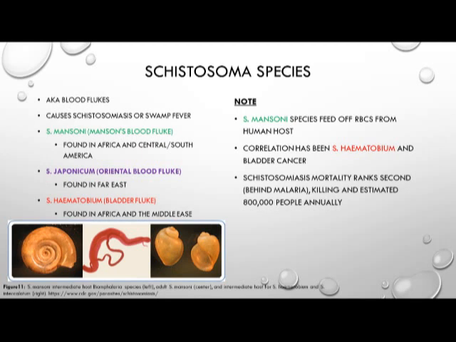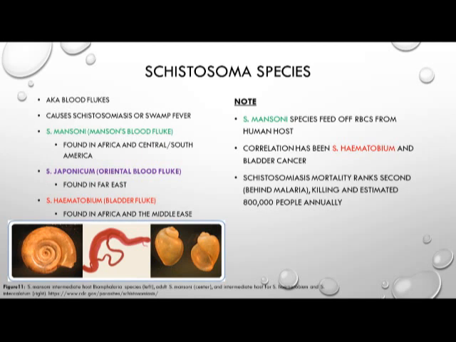The three organisms we're going to discuss include Schistosoma mansoni, known as Manson's blood fluke, named after the person that discovered it. This organism is found in Africa and Central and South America. Next, we have Schistosoma japonicum, known as the Oriental blood fluke, and is found in areas of the Far East. Next, we have Schistosoma haematobium, known as the bladder fluke, which will again make more sense when we talk about the life cycle. And this one is found in Africa and in areas of the Middle East.